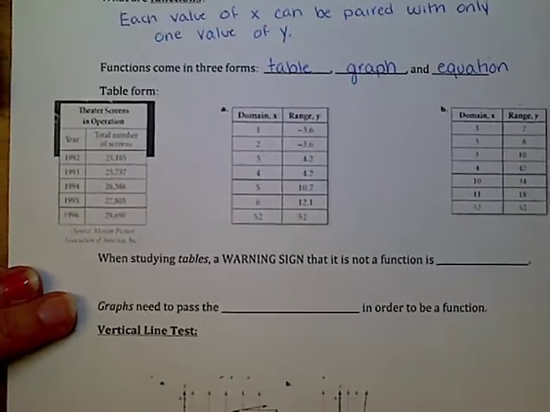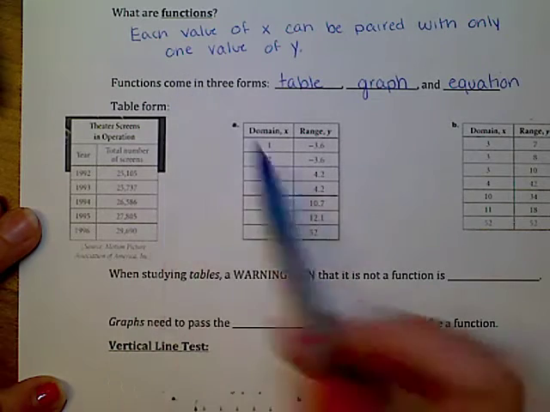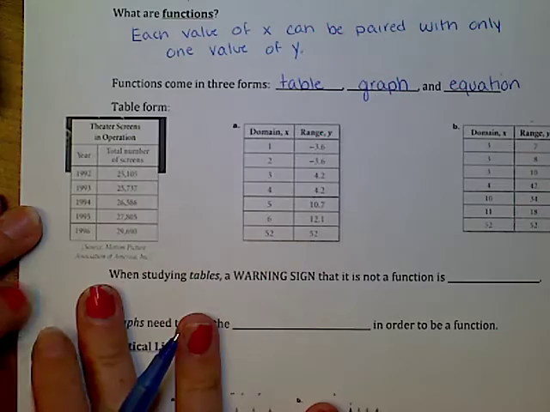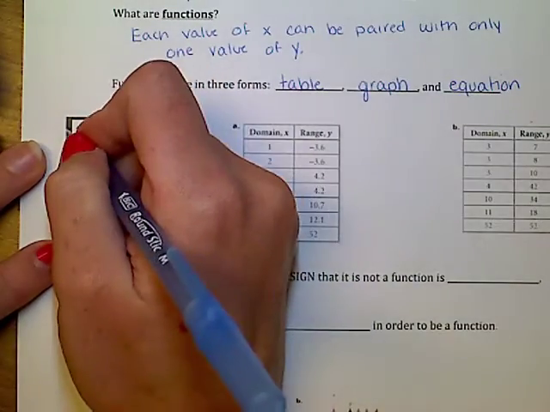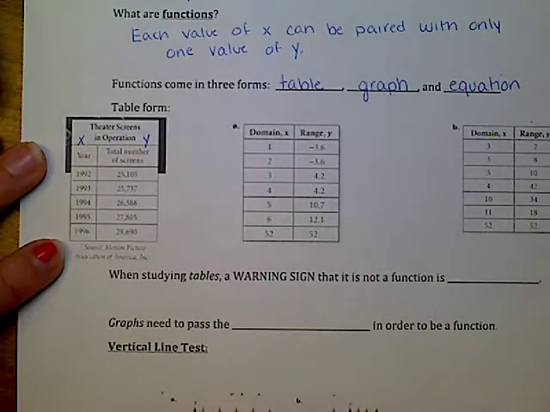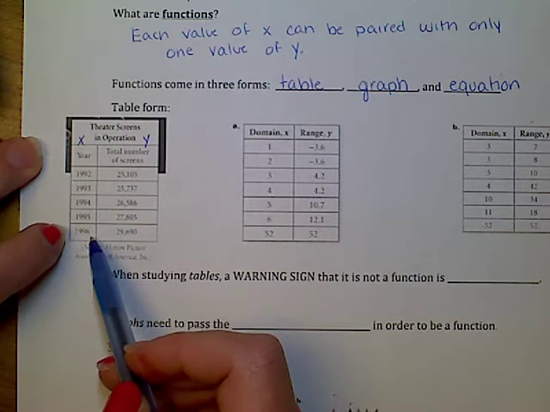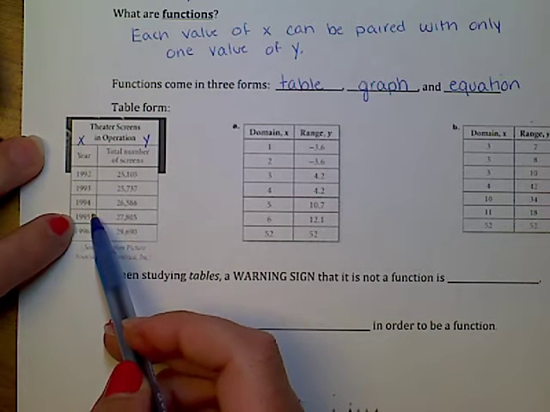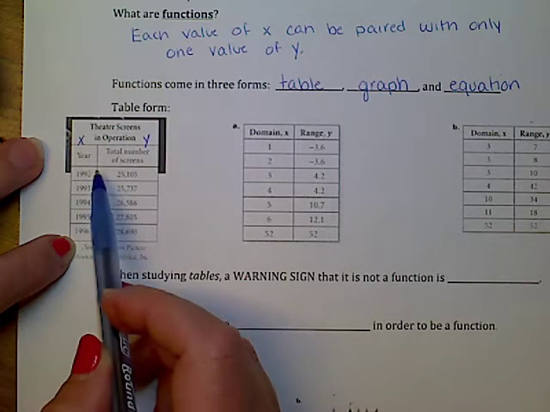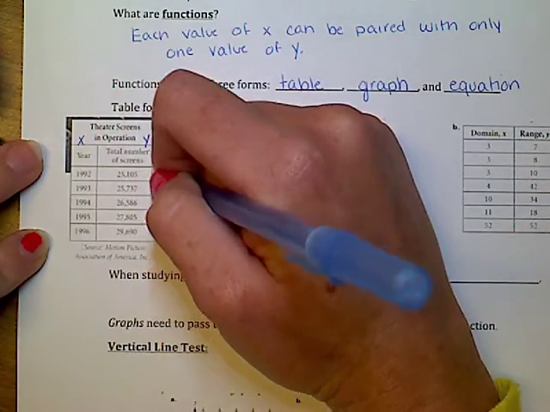So for a table form of a function, what we're trying to look for is if this definition is true, if each value of x is paired with only one value of y. So if I look at the first one, this is a set of data. Here we have the year, we would call that x, and the total number of theater screens, which is y. And so if you look, each of my x values is different: 1992, 1993, 1994, 1995, and 1996, and they do have a corresponding y value. So it fits the definition, so this one is a function.